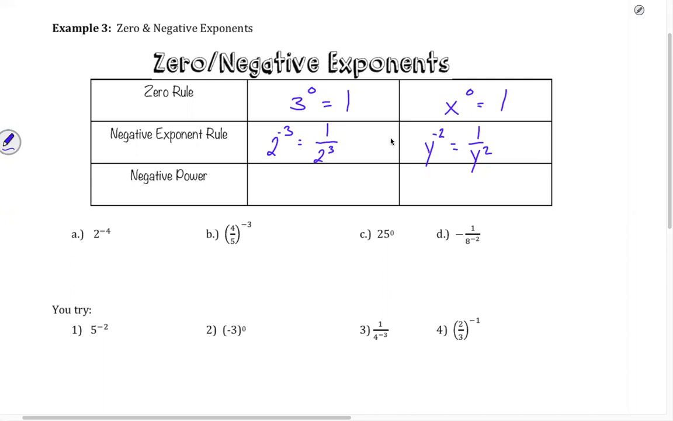A negative power, it's the same thing. So we went over the negative exponent rule, and negative power, I'm not really sure what they're talking about there. It doesn't really matter, I wouldn't worry about it, because everything else is kind of the same.